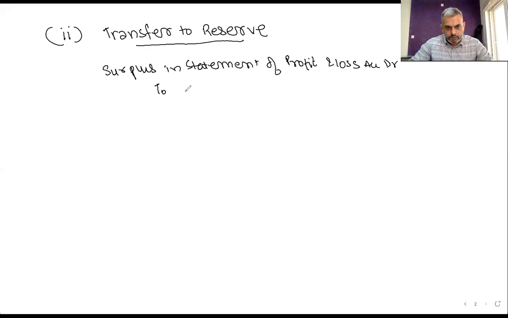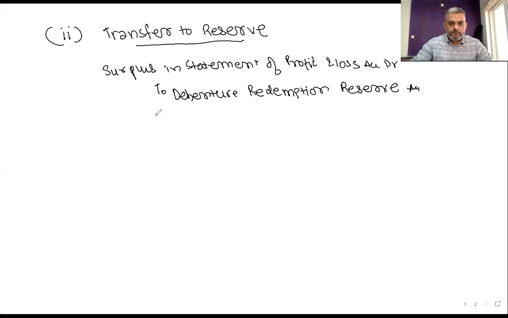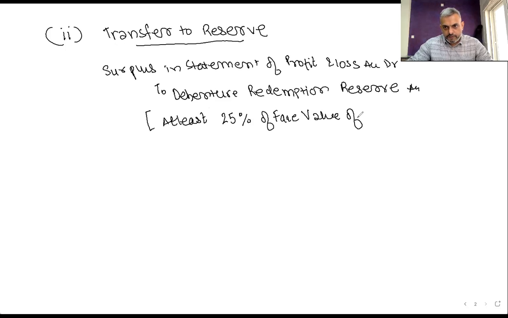debit to debenture redemption reserve account. Now how much we have to create reserve for? We have to create reserve for at least or minimum 25% of face value of debentures redeemed.